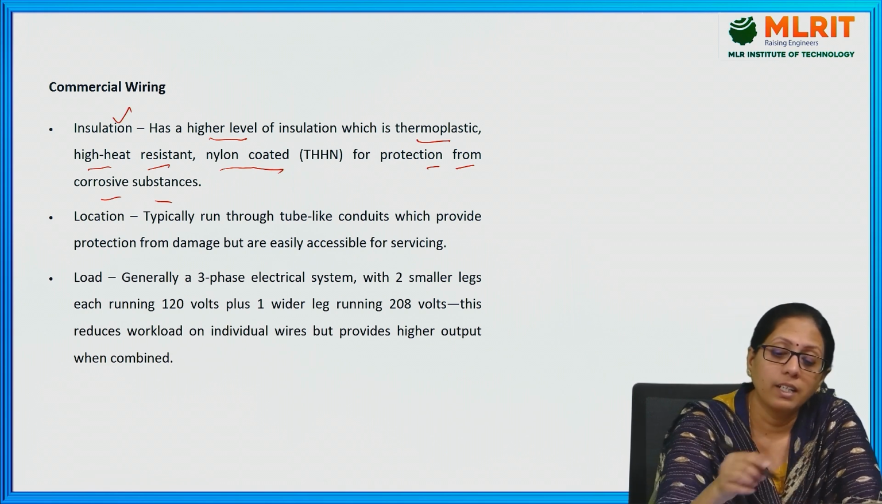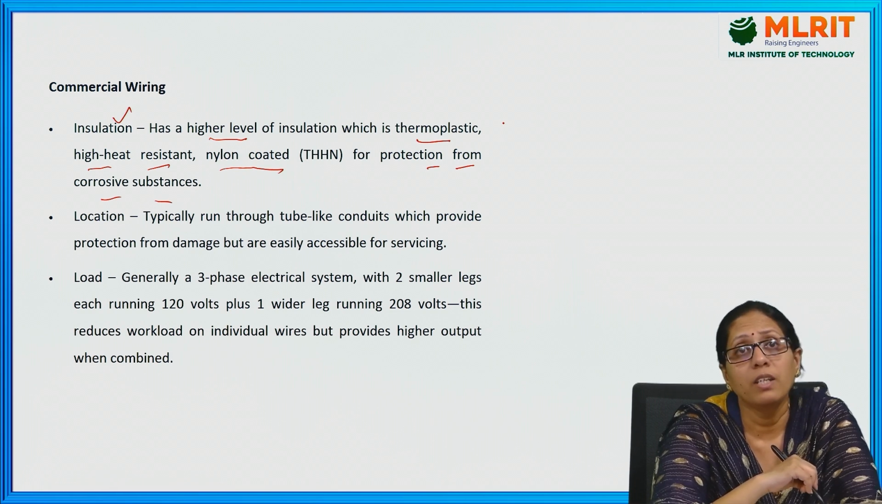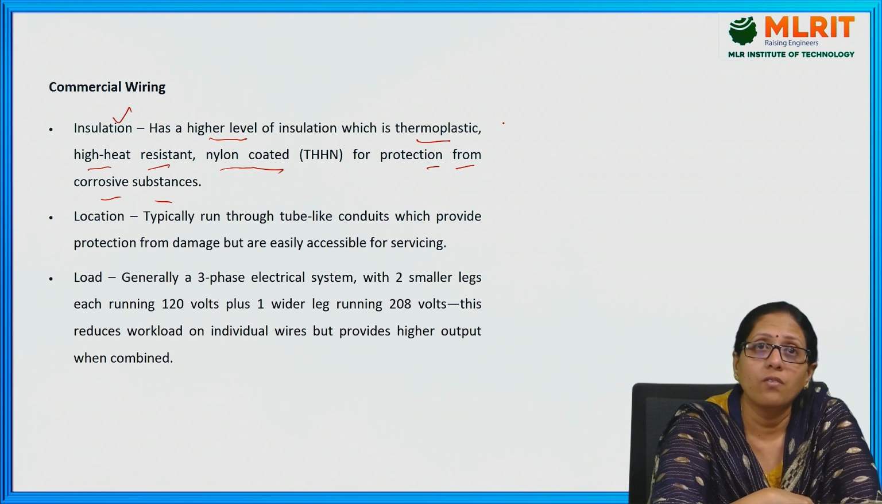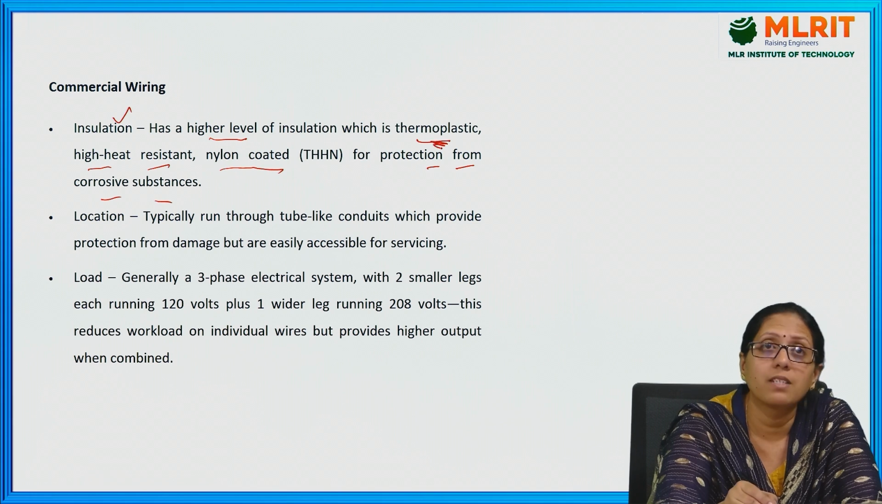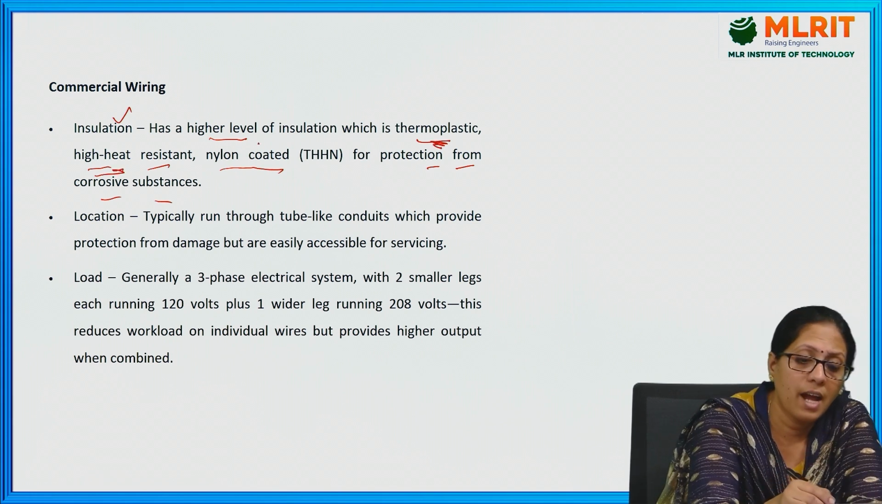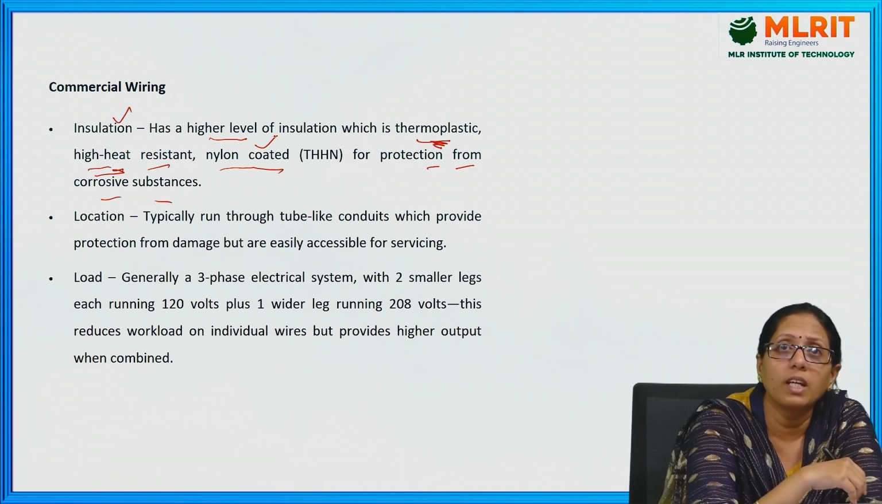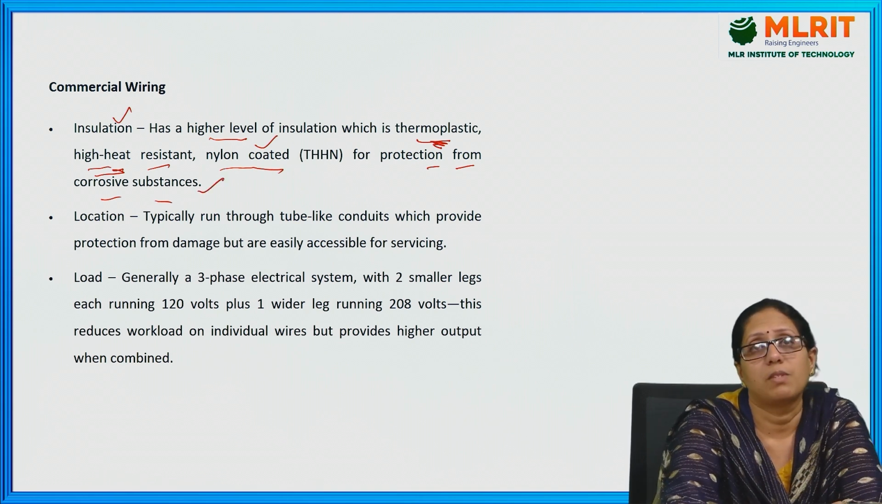Not only current, the voltage also varies when compared to residential wiring. So commercial wiring should always have a higher level of insulation, made up of thermoplastic, with high heat resistance and a nylon coating for protection from corrosive substances.